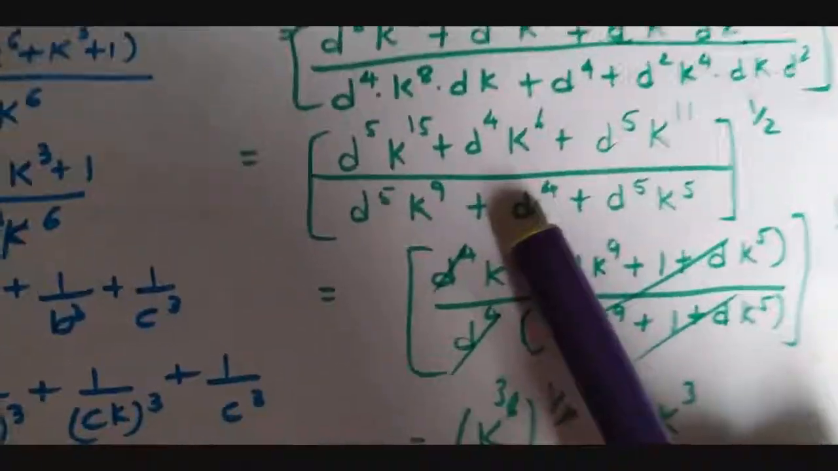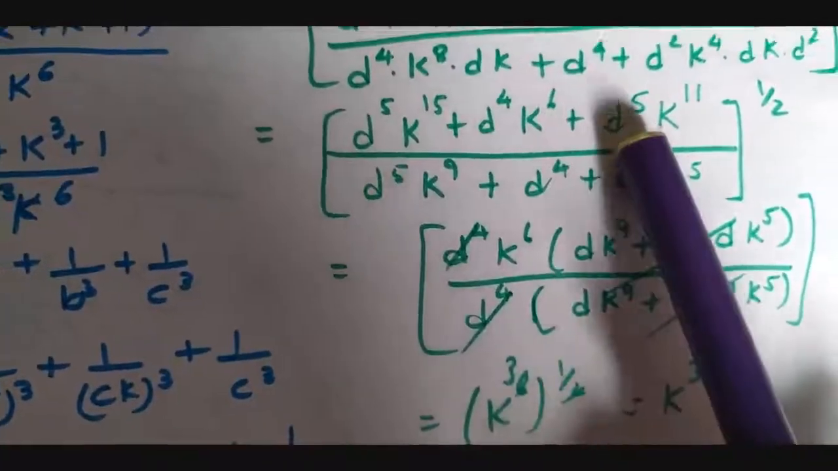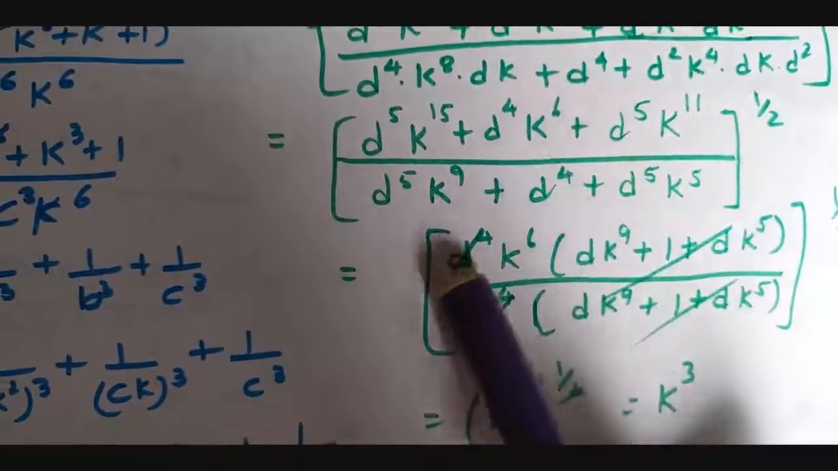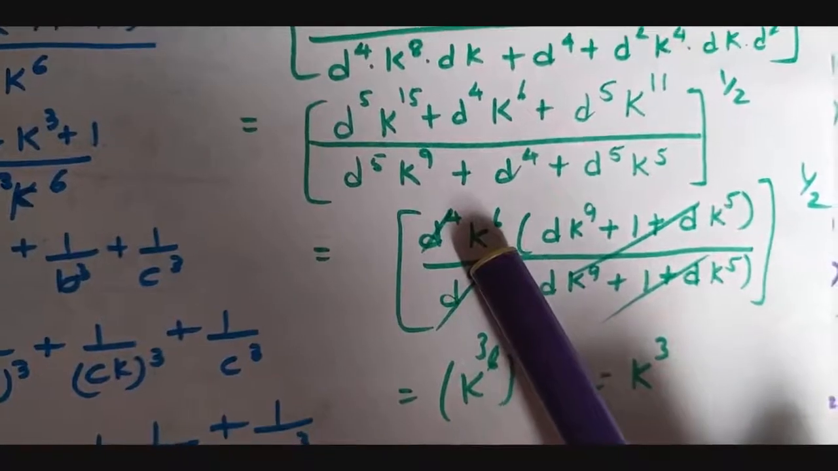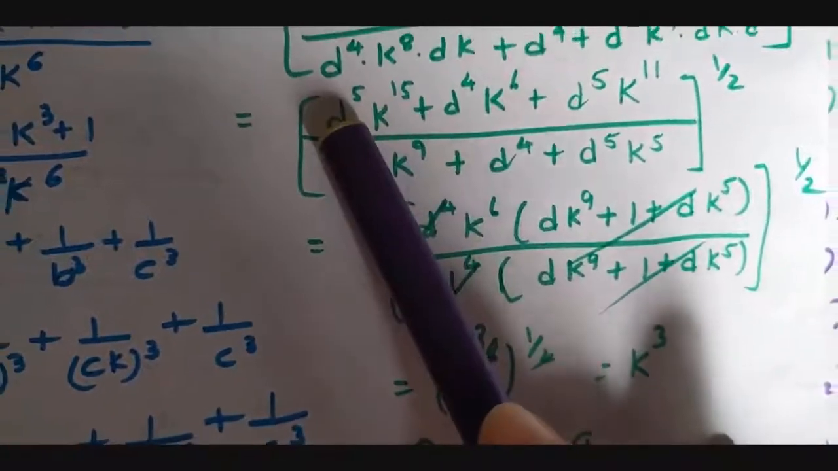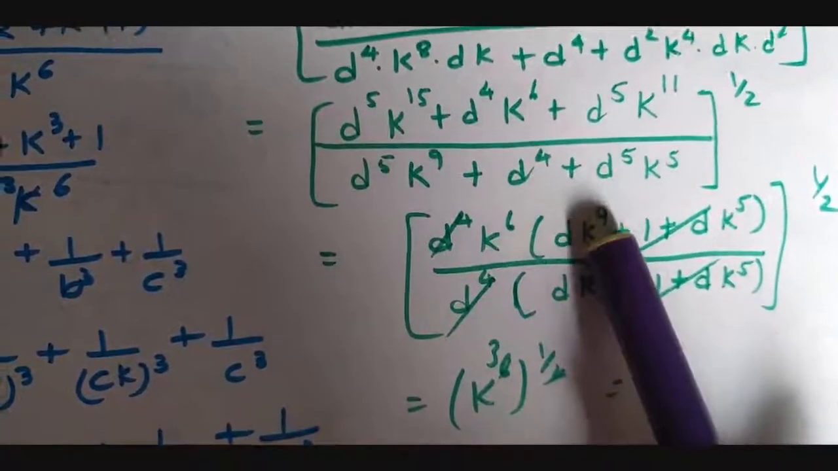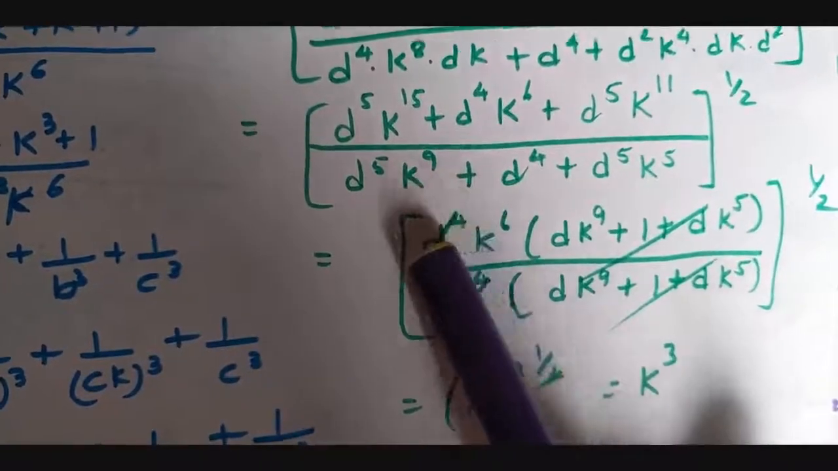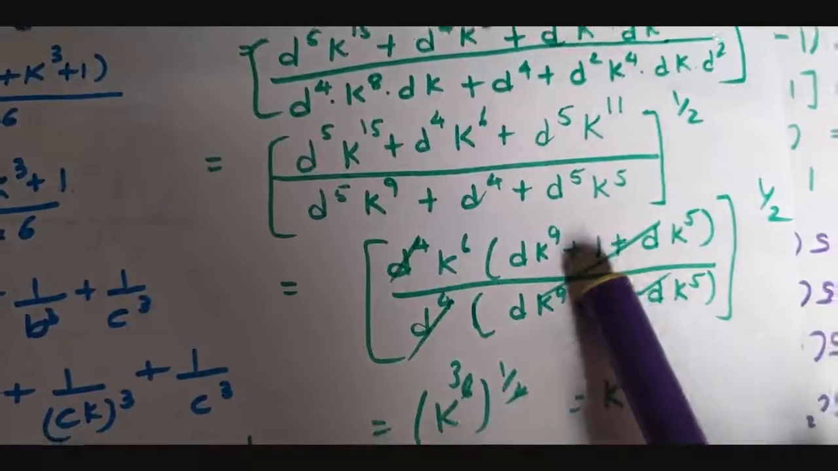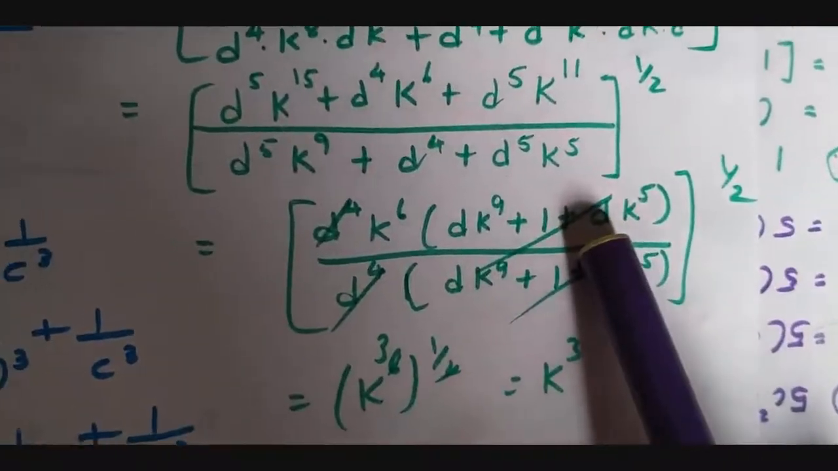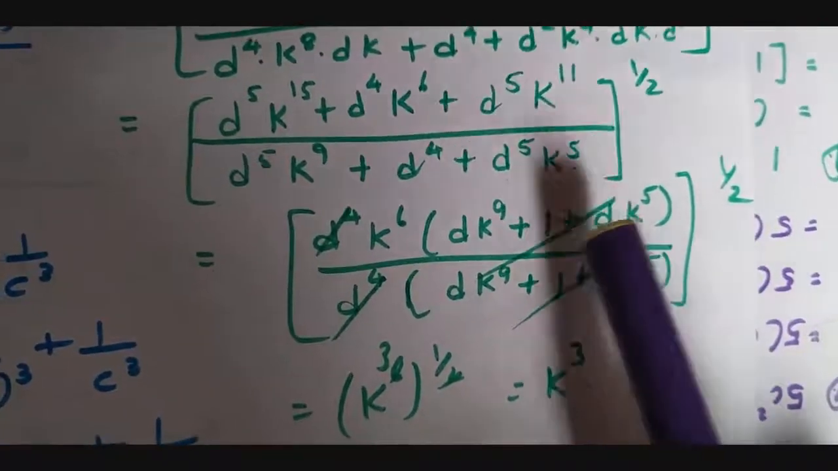Okay, now taking common in the next step, here in the numerator D^4 is the smallest power, you see. So D^4 common and K^6 is the smallest power, that is taken common. What is left in the bracket from here? D, and here 9. Why? 9 plus 6 is 15, that is why. Here the whole term is out, so we write plus 1 plus DK^5.